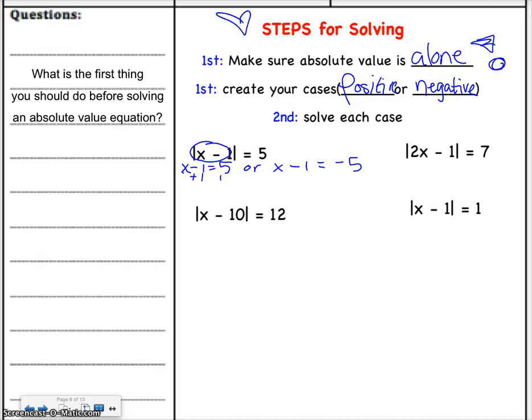Plus 1, x is 6, plus 1. And now this is where some kids are like, oh, 6 or negative 6. Nuh-uh. Look, x is negative 4. So all of your answers today are going to be 2 answers.